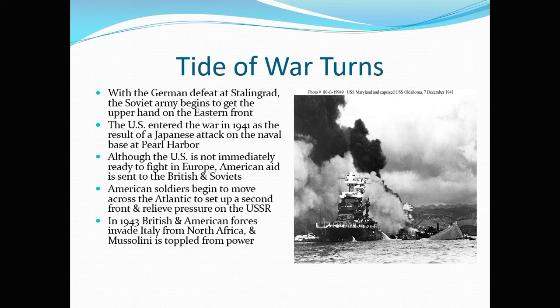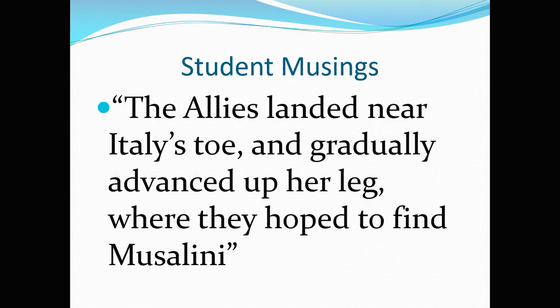But by 1943, it's very clear that the war is turning against Germany and its defeat is inevitable, or as one student remembered: The Allies landed near Italy's toe and gradually advanced up her leg, where they hoped to find Mussolini. And they did find Mussolini.